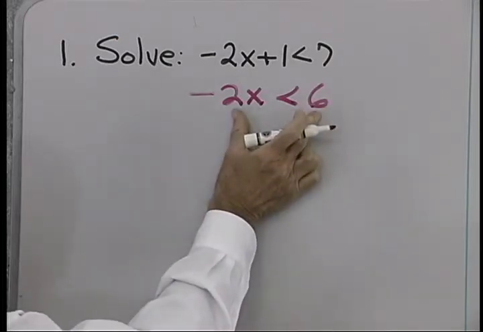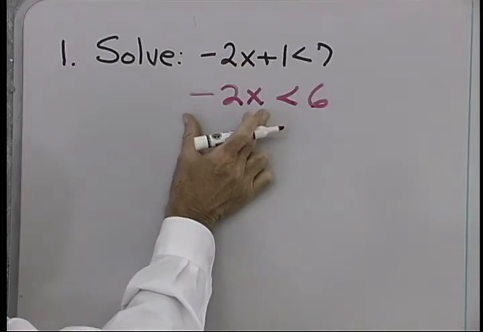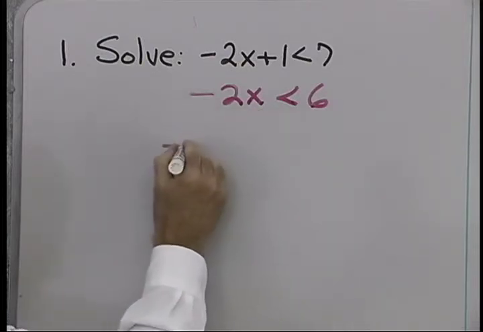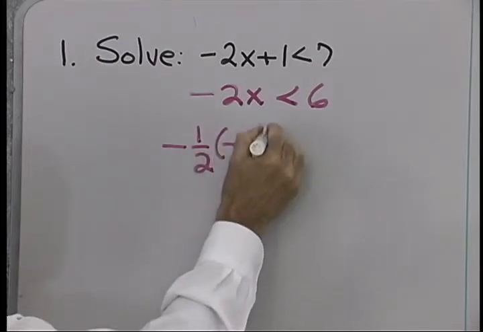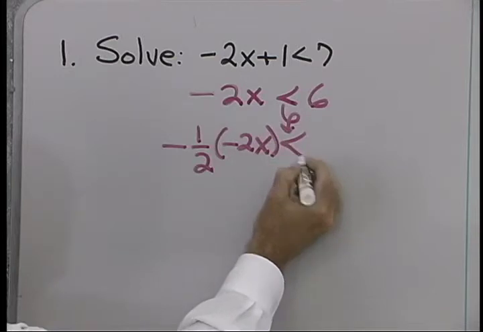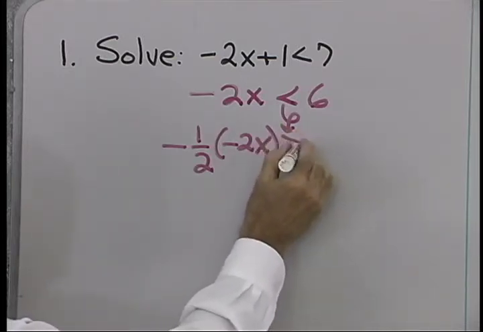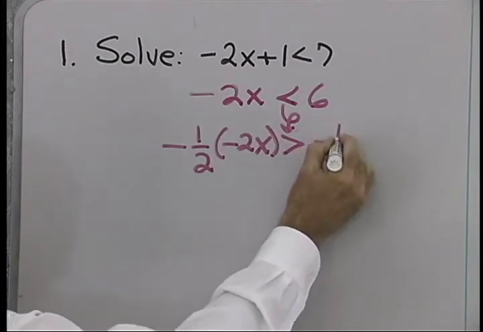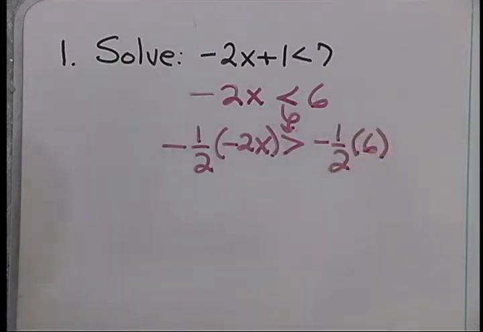Now at this point, I want to multiply both sides by a negative 1/2, so I have just x left on the left side. So I'll do that, negative 1/2 times negative 2x, and at the same time I do that, I want to reverse the direction of the inequality symbol. Whoops. So now it's going to point to the right instead of to the left. I multiply one side by negative 1/2, I have to do the same thing to the other side.